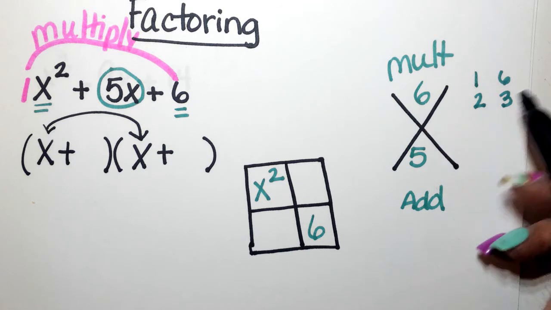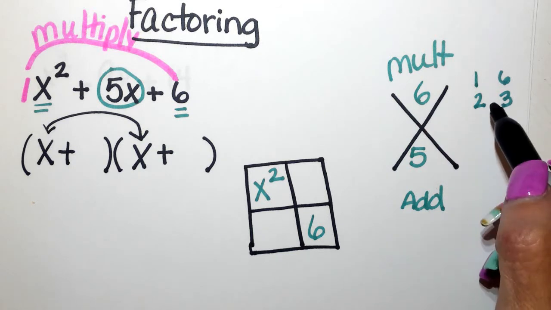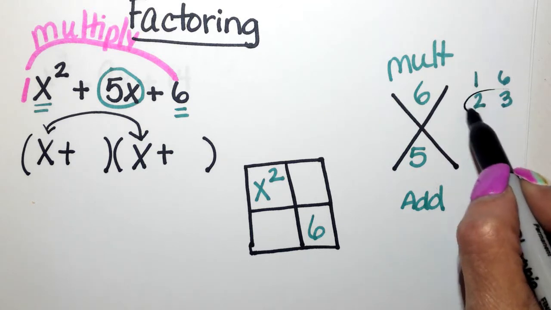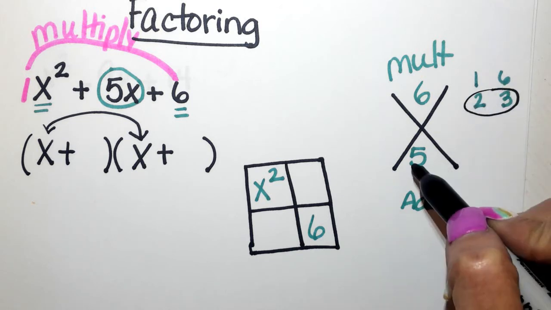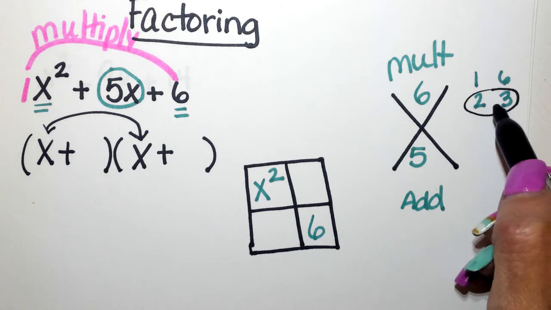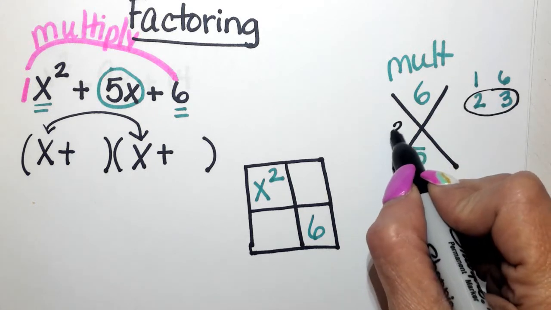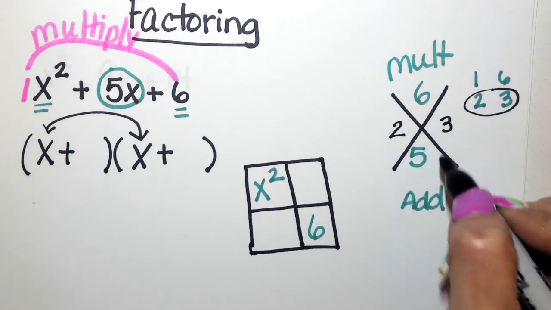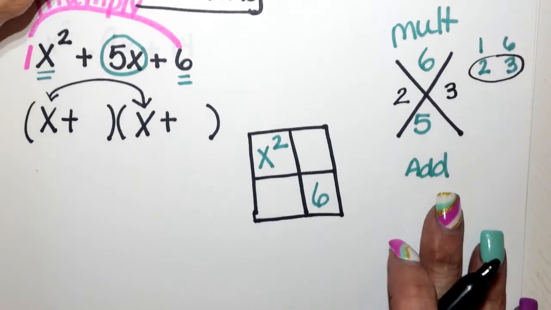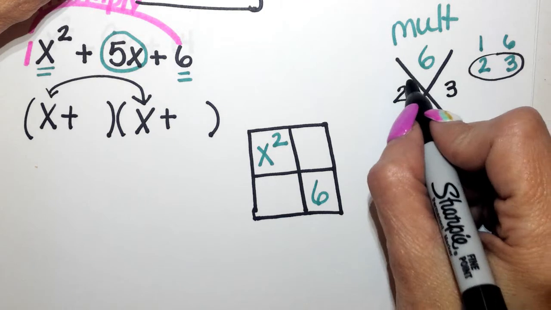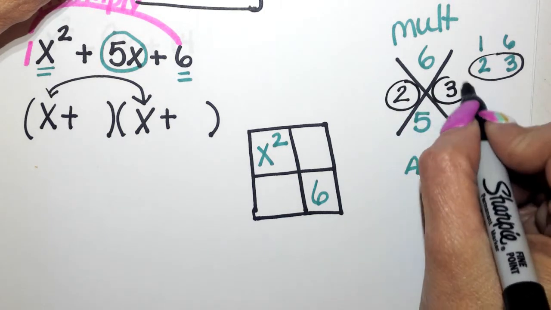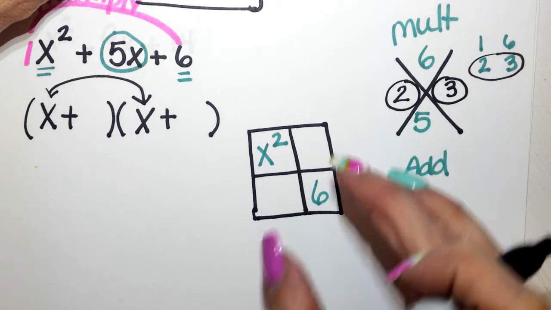What I want to look at is the factors that add to 5 but multiply to give me 6. Which of these add to 5? The ones that add to 5 are right here, 2 and 3. 2 plus 3 gives me 5, but they multiply to give me 6. So here I'm going to put 2 and 3. All right. So now I know my x is complete. That means that these values right here are going to go in my box.